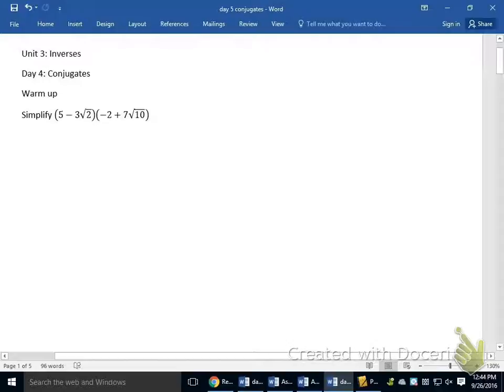And what that would look like is I would distribute the negative 2 plus 7 root 10 to both the 5 and to the minus 3 root 2. We'll multiply the negative 2 plus 7 root 10. For those of you that like to think through FOIL, that is the same thing here. First, outer, inner, last. Let's see how this multiplies out.